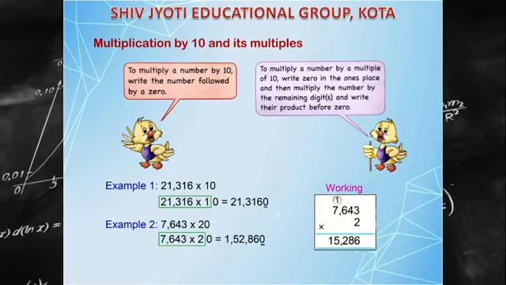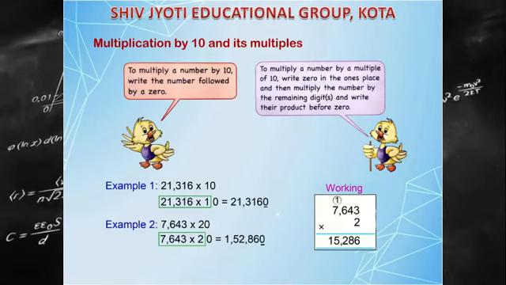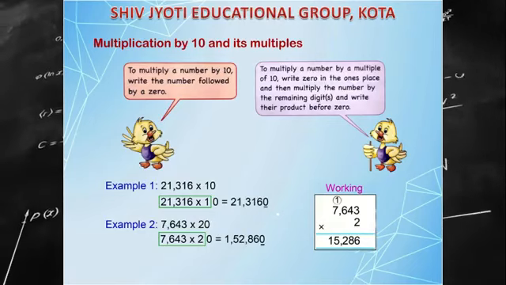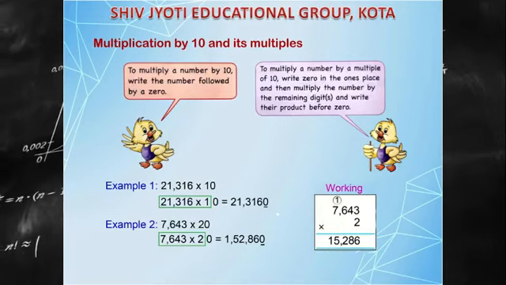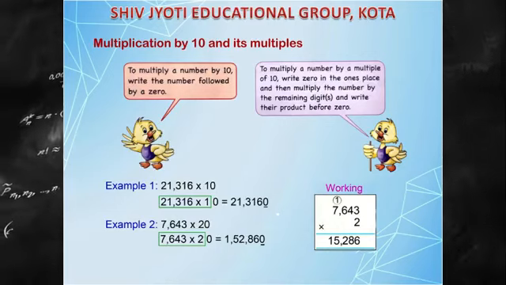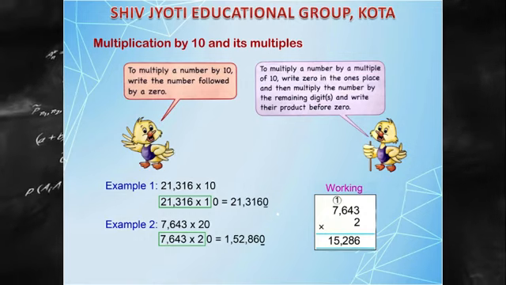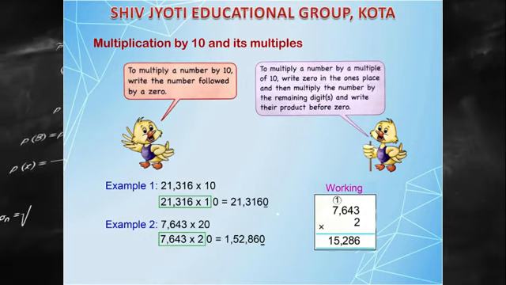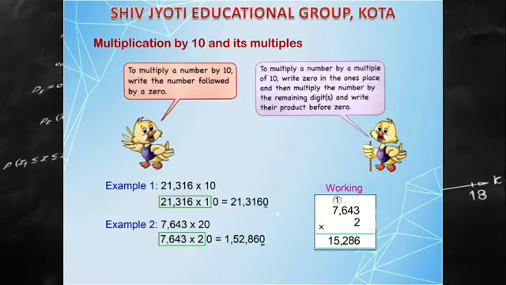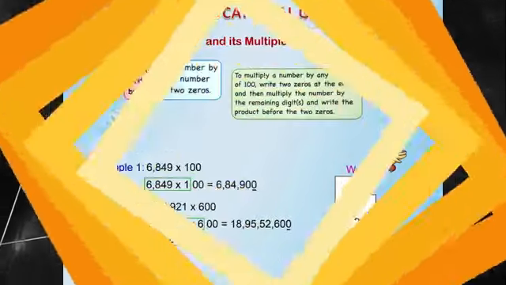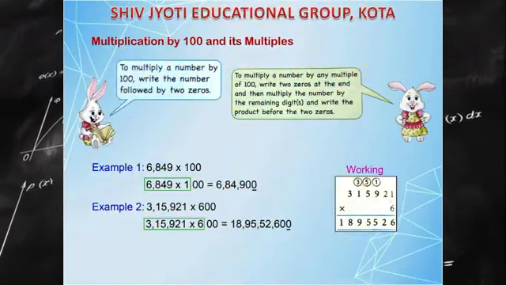7,643 multiplied by 20 is 1,52,860. Here we multiplied 7,643 by 2, then insert 0 to the right side of the number because the 10 has only 1 zero. Now next is multiplication by 100 and its multiples.